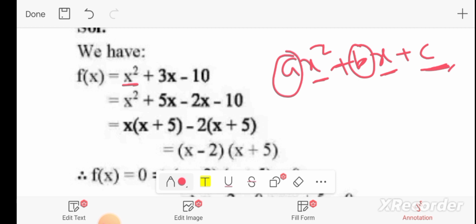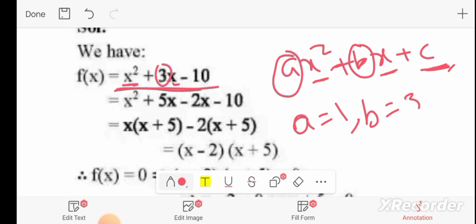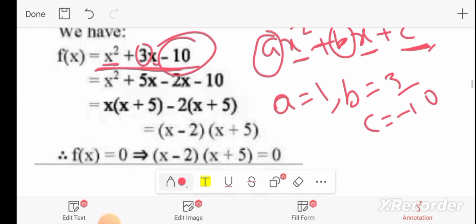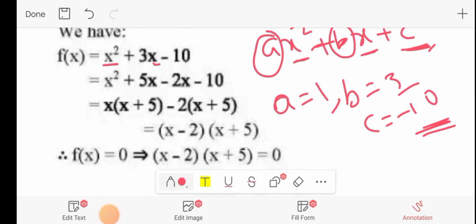Now before x square which number is there? No number. It means we consider 1 in this equation, so a equals 1. Why equal to 1? Because before x square there is no number, so we consider it 1. B, before x which number is there? 3. So b equals 3. And c, without x, which number is there? Minus 10, because we consider the sign as well. Now we need to find the value of x which will satisfy this polynomial.